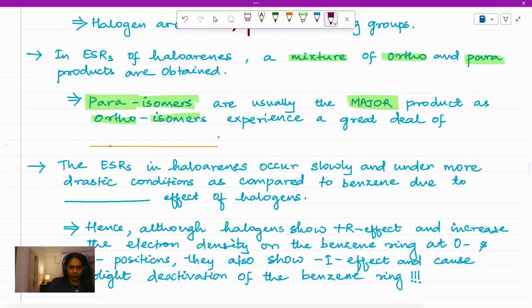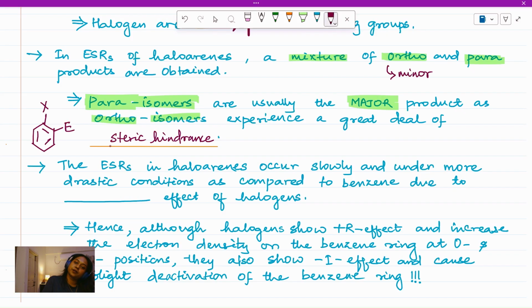No. Okay. That's because ortho isomers, see, if you look at ortho substituted, I have the electrophile here and the halogen here. This is the ortho position to each other, right, Gaurav? Yes. They are very close together, and that's why they will have a lot of steric hindrance. Because of a lot of steric hindrance or steric repulsion, ortho isomers become the minor product, produced in less quantity, and para isomers become the major product, produced in more quantity. We've got this, Gaurav? Yes. Okay, and I hope you guys also got it.